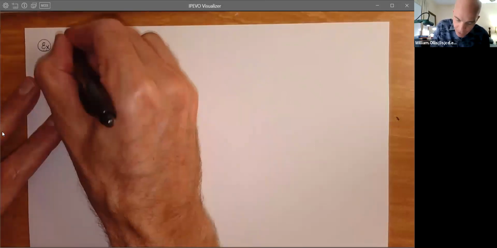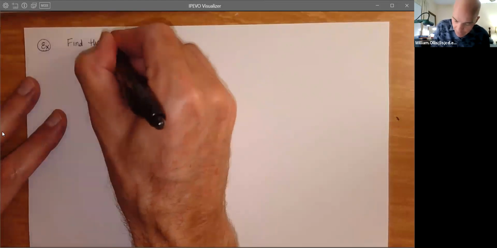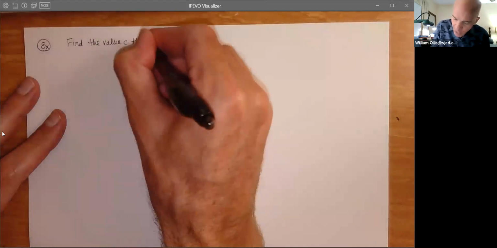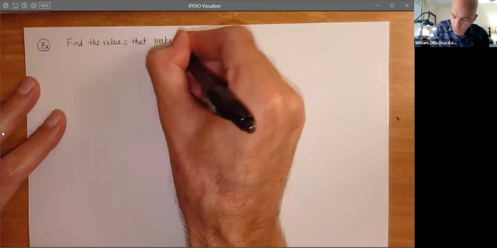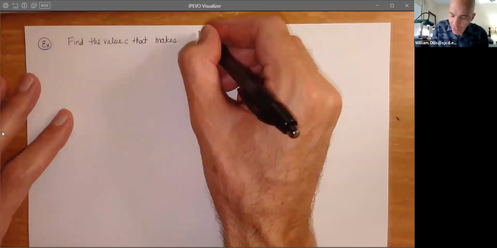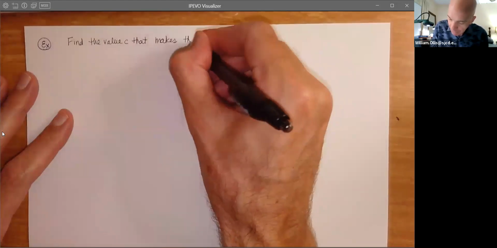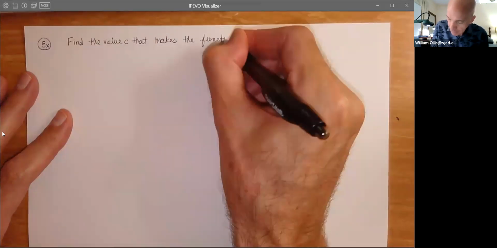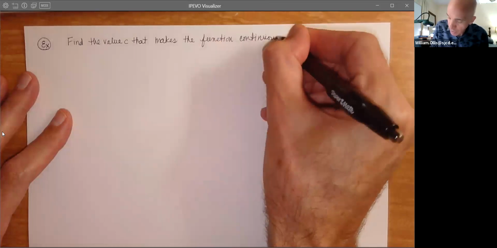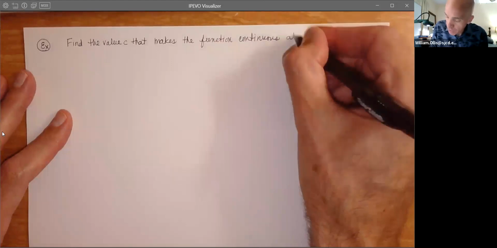So here, let's look at this one. Find the value C that makes the function continuous. That's a fun geometry problem. That's fun, some entertainment for Monday morning. And easy calculus too, easy Cal 1 calculus. Function continuous at x equals 0.